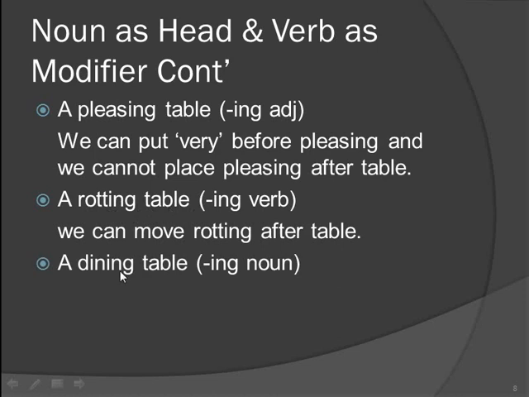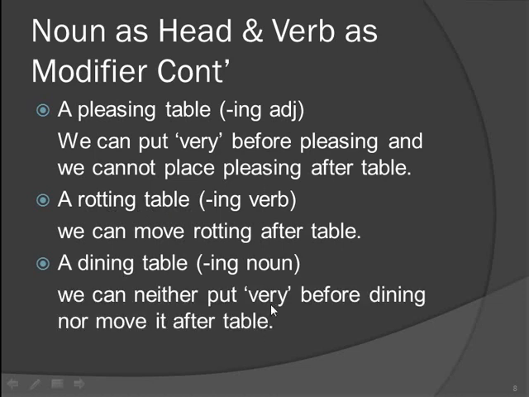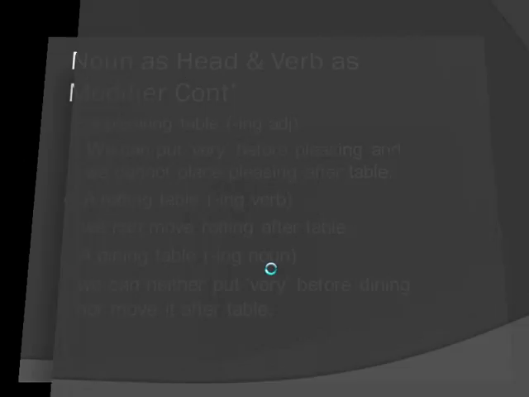So how to know whether it is adjective or a verb or a noun? We have to see that if we cannot put very, of course we cannot say very dining, so it's not adjective. And then we cannot move it after table, cannot say table dining. So in this case, the word ending ing is a noun. Okay, so I hope you can understand it.